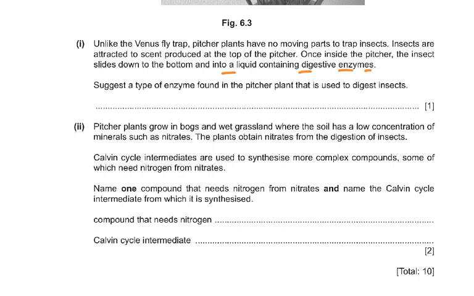So it's really making a fool of the insects, because they are attracted to the scent and they move into the pitcher and the insect slides down, it must have a very sticky or slippery slope on the sides, and then it falls to the bottom and into a liquid containing digestive enzymes. Suggest a type of enzyme found in the pitcher plant that is used to digest. Now, of course, what are these enzymes going to be? They're going to be hydrolytic enzymes, because we want the insect to be digested.